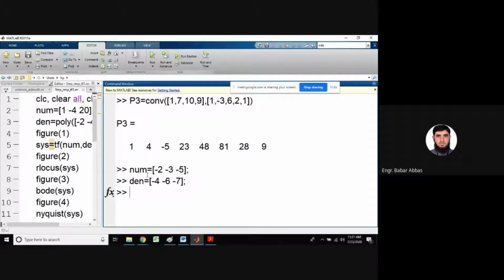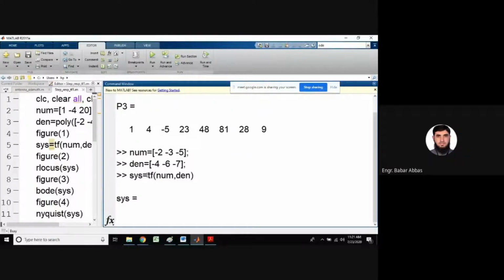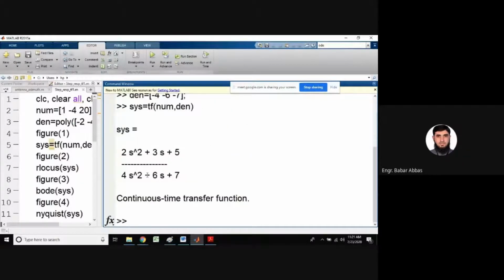So let me assign SYS, the transfer function, equal to tf of num, den. It will calculate the transfer function from the numerator and denominator, and the values will be stored in the variable SYS. So that is the transfer function, 2s squared plus 3s plus 5 divided by 4s squared plus 6s plus 7.